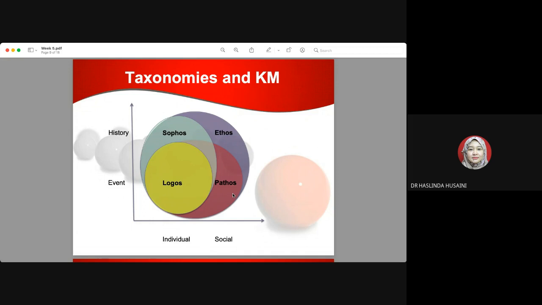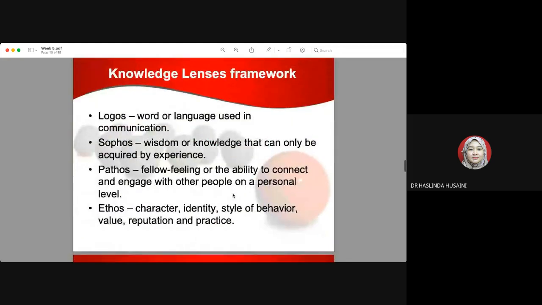So this is the knowledge lenses framework related to the knowledge management framework. Keempat-empat ni melibatkan communication and language of knowledge. Kita lihat next slide berkenaan dengan what is knowledge lens framework ni. In knowledge management, logos represent the domains of information management of supplying the right things at the right time when it is needed. Okay, they are more on words or language used in communication.